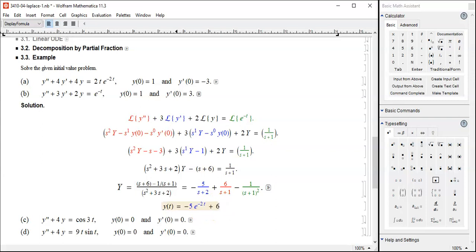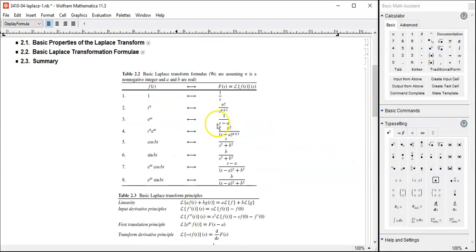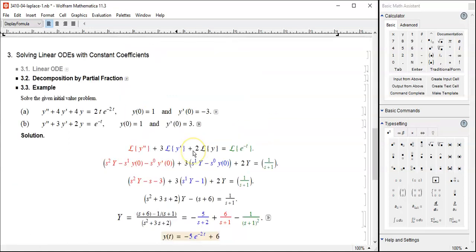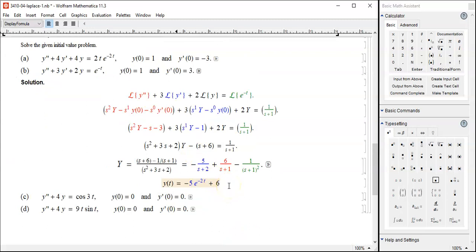Next, 6 times 1 over s plus 1. Again, the same thing, s plus 1. 1 over s minus a corresponds to e to the at power. This is s plus 1, so it's going to be negative 1t. So e to the negative t. That's red.